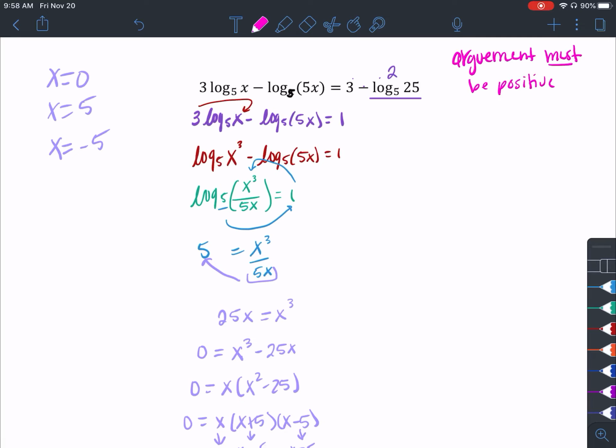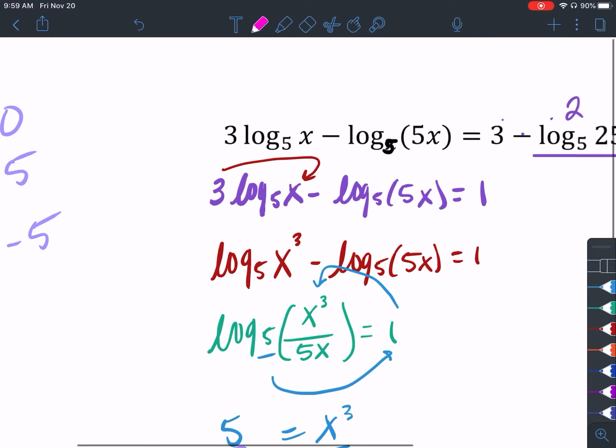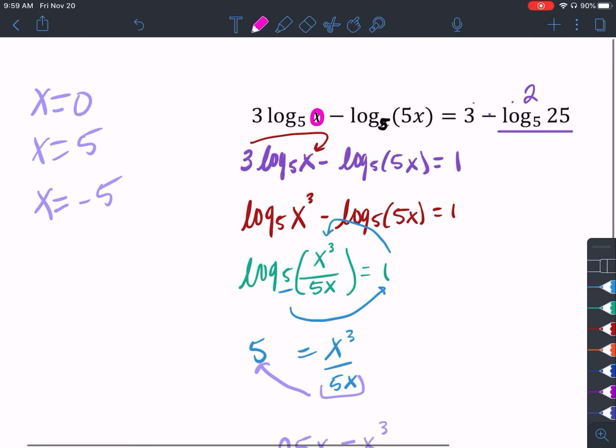That means the argument can't equal 0, nor can it equal a negative number. So we have to plug each of these back in to double check that. So let's start with 0. If I plug this in and make it 0, well, immediately, that's not a positive number, it's 0. So that one doesn't work.